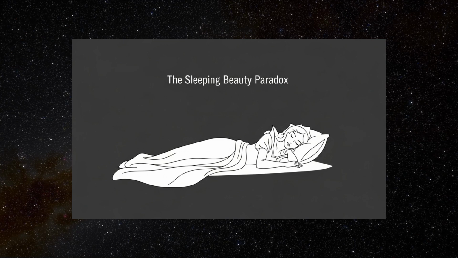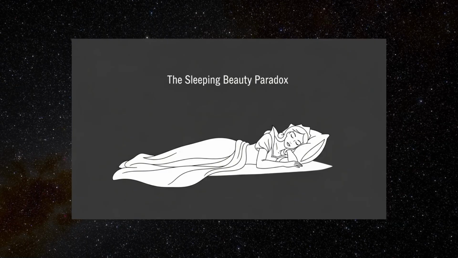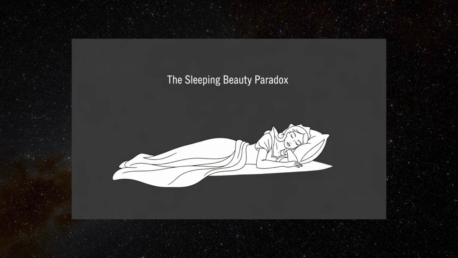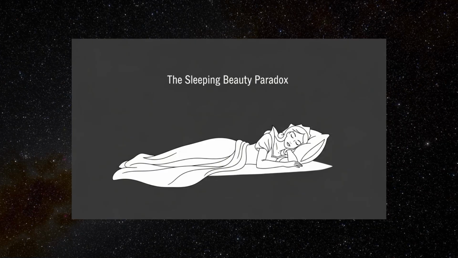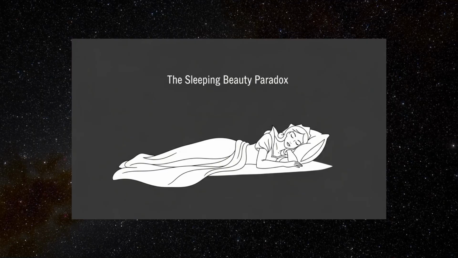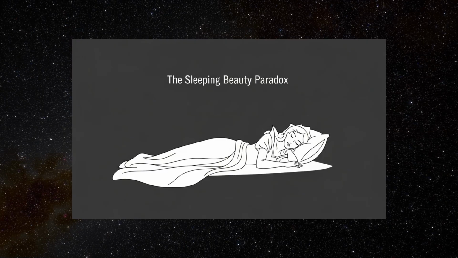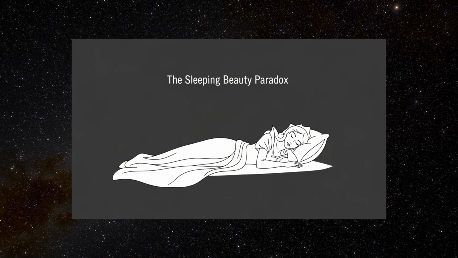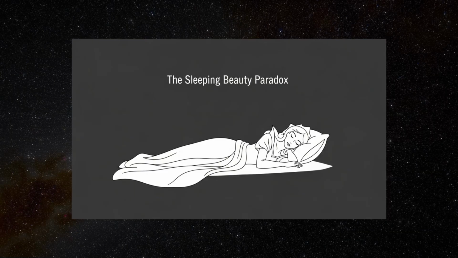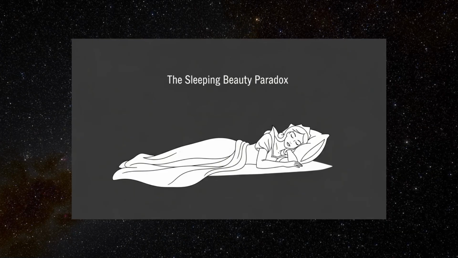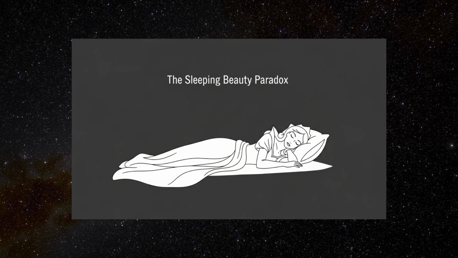The setup is as follows. Sleeping Beauty agrees to participate in an experiment. On Sunday night, she is put to sleep. A fair coin is then flipped. If the coin lands heads, she is awakened on Monday, interviewed, and then the experiment ends. If the coin lands tails, she is awakened on Monday, interviewed, put back to sleep with her memory of that awakening erased, and then awakened again on Tuesday for a second interview.